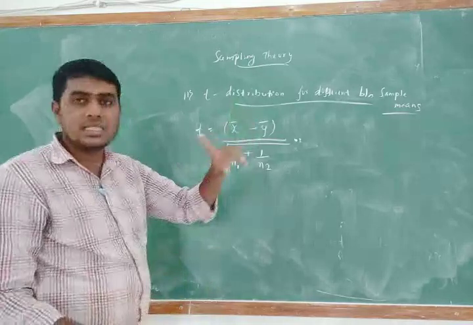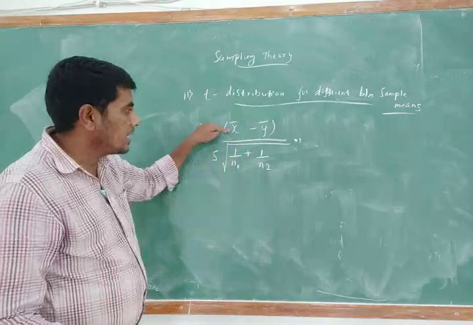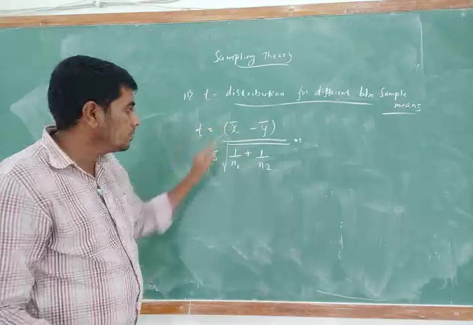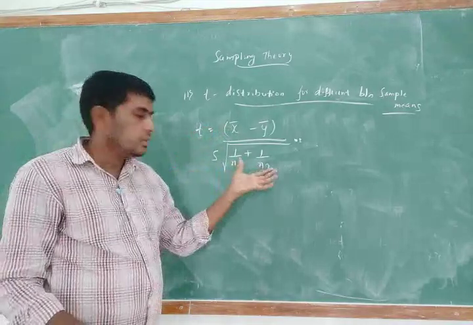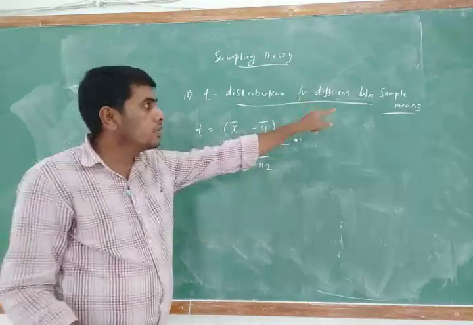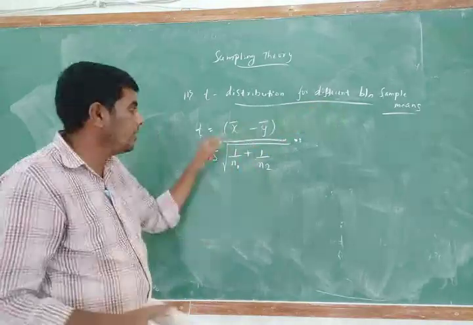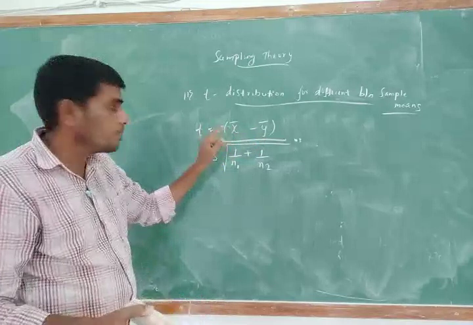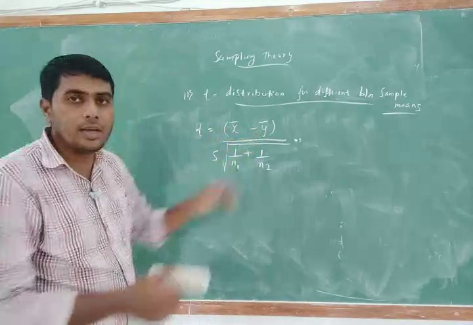In the earlier case we are having only a single mean, right? That is x bar divided by s divided by square root of n we were having, right? But here we are having the difference between sample means. More than one, so we are having x bar and y bar. So we need to find first x bar, then y bar.